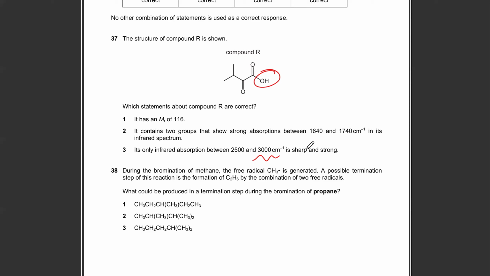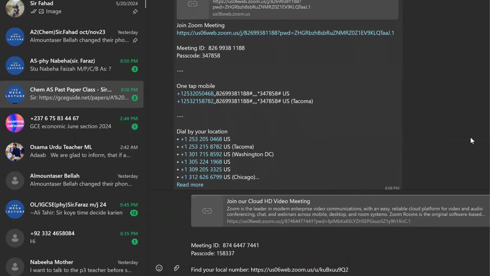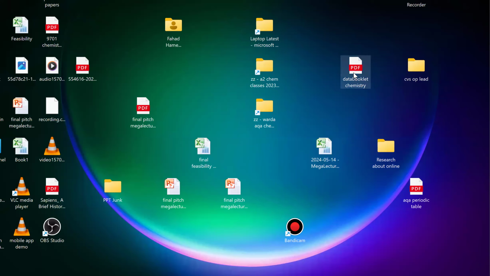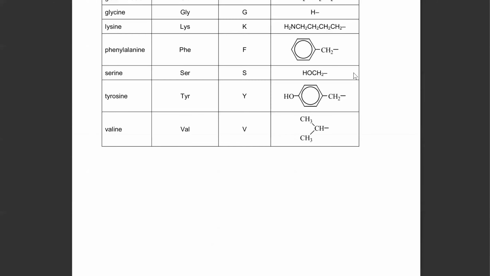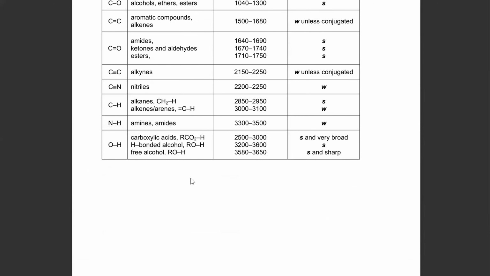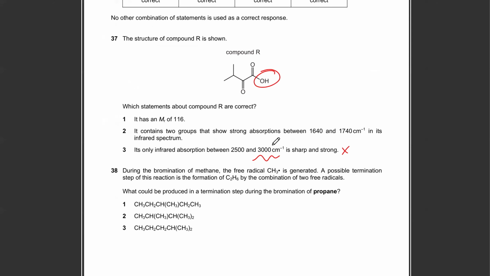Yeah, this is not actually sharp and strong. If you look at the data booklet, where's the data booklet? Yeah, the carboxylic acid absorption between 2500 and 3000 is strong and very broad. Is that clear? Yeah. So it's going to have that, but it's just not going to be sharp and strong.